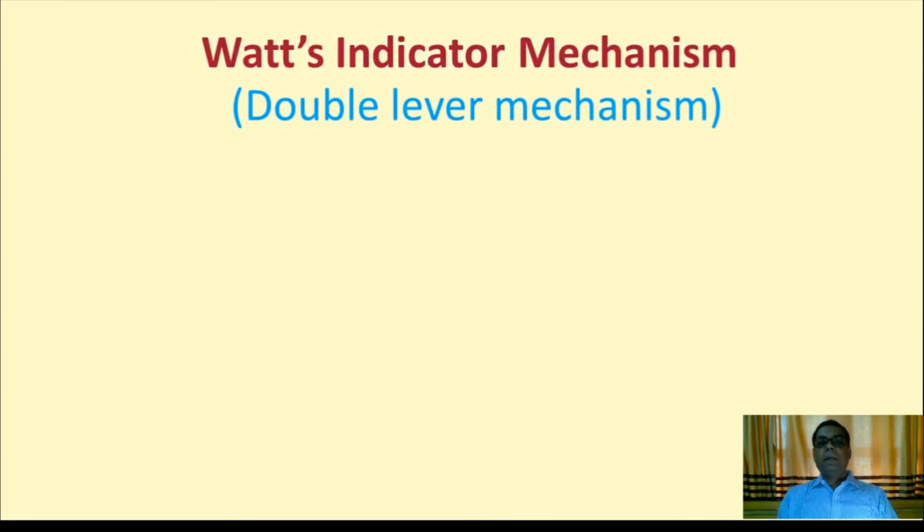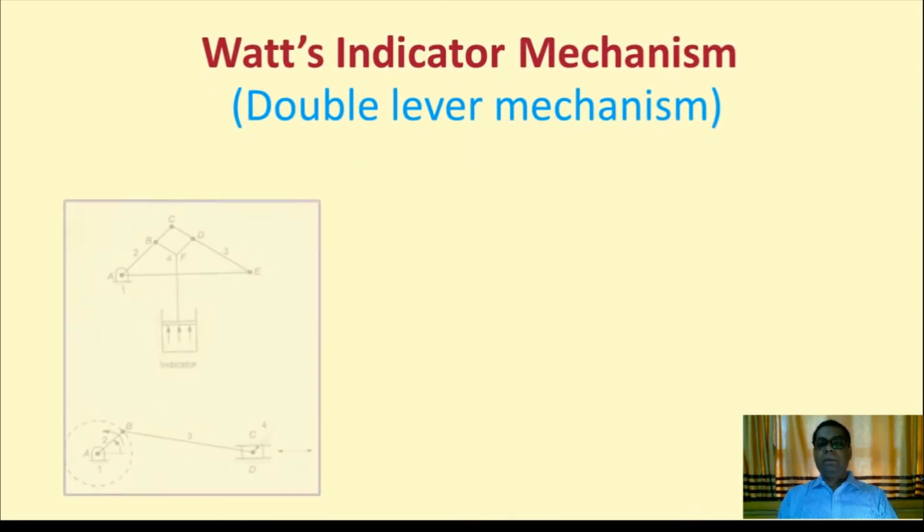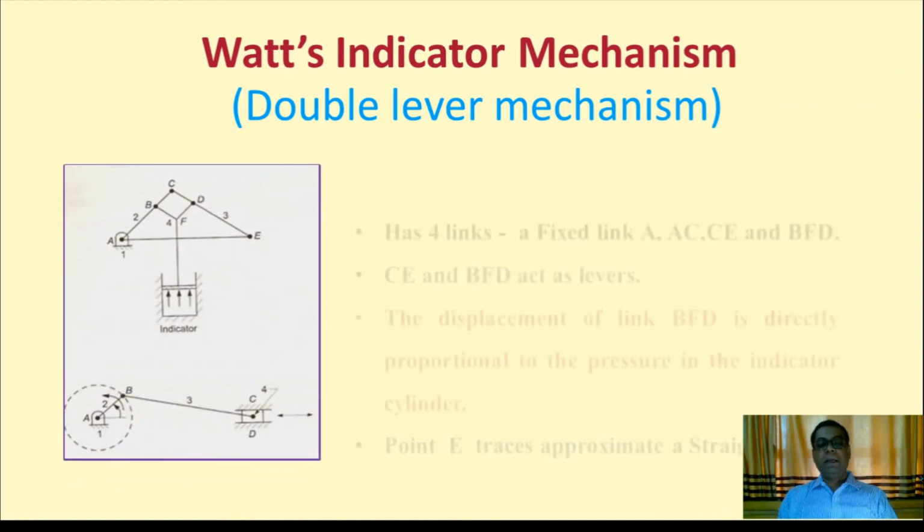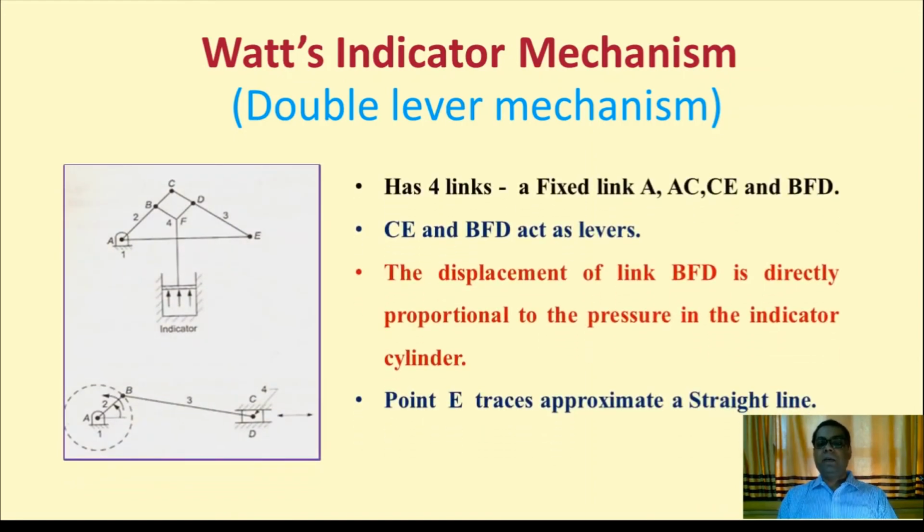Next one is Watt's indicator mechanism or double lever mechanism. Here you can see it has 4 links: a fixed link A, AC, CE and BFD. CE and BFD act as levers. Please look at the diagram once again. CE and BFD act as levers.